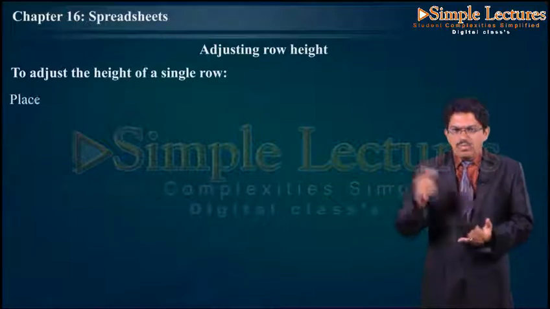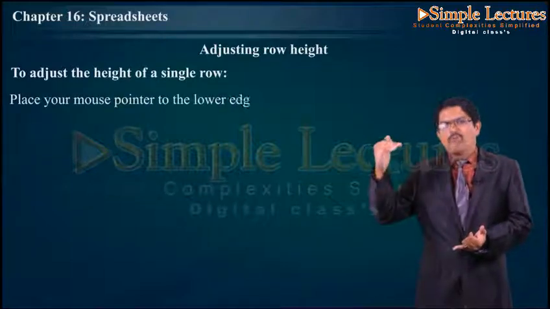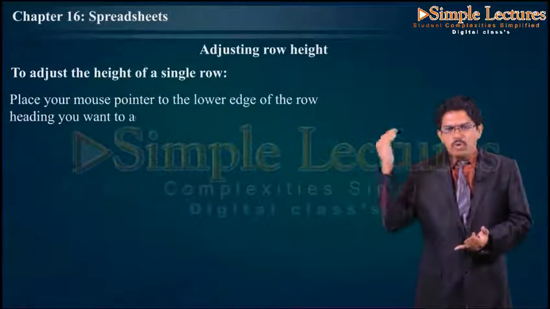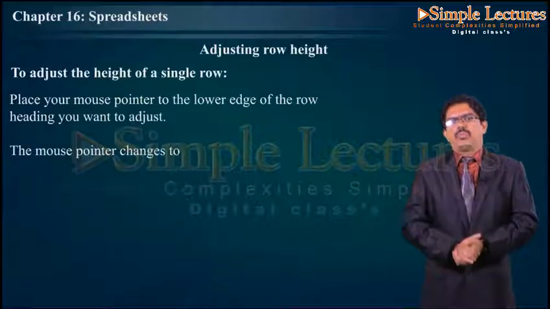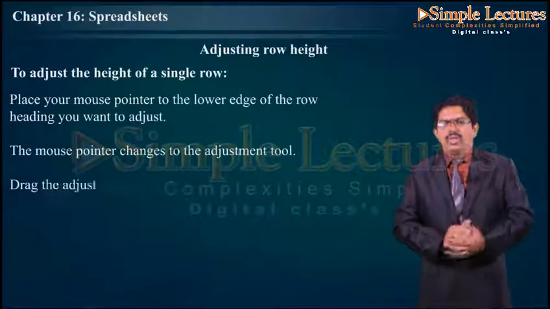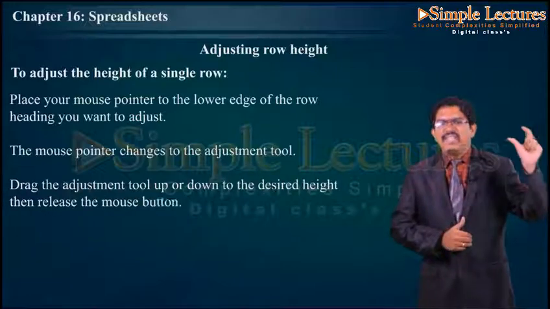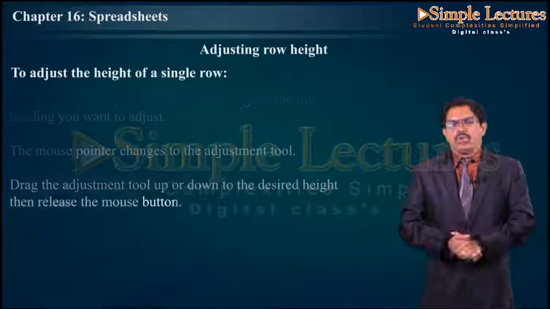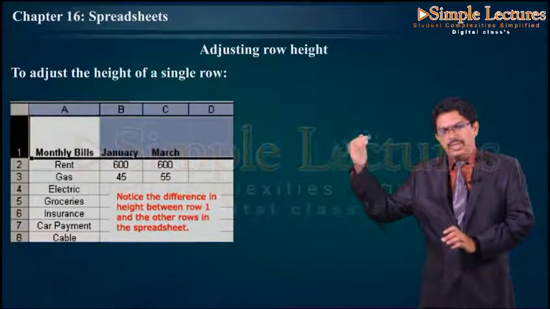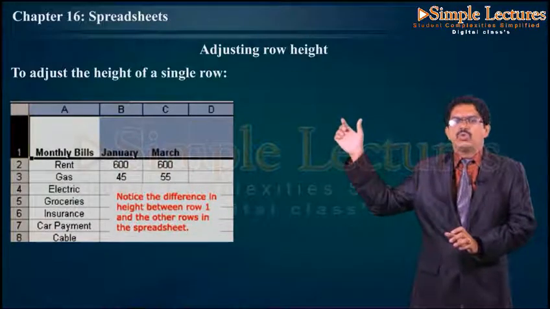Place your mouse pointer to the lower edge of a row. The mouse pointer changes to the adjustment tool. Now, drag the adjustment tool so that we can easily increase the height. So, this is a representation. When we drag, automatically the size will be increased.